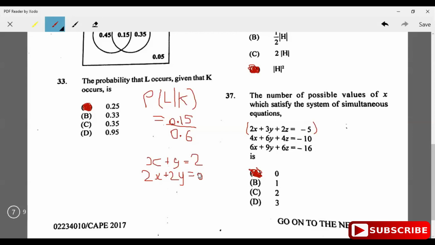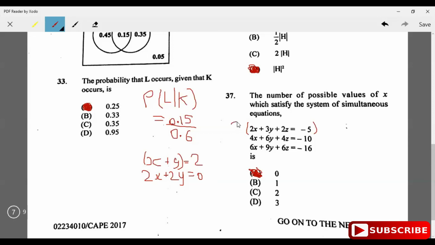No, because if x plus y equals 2, then 2 times (x plus y), which is 2x plus 2y, should be 4, right? Yes, sir. By following natural laws of mathematics.